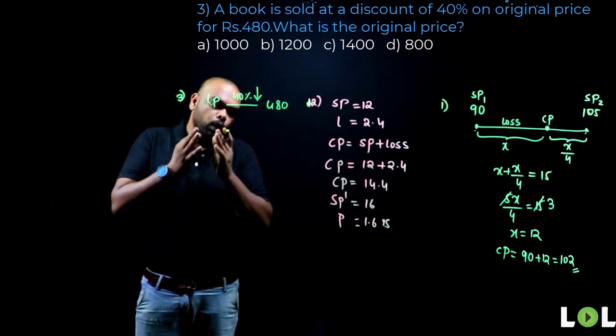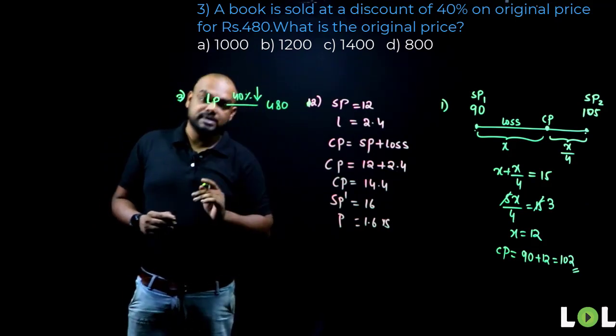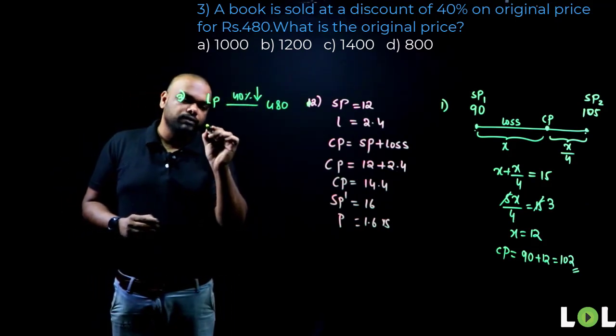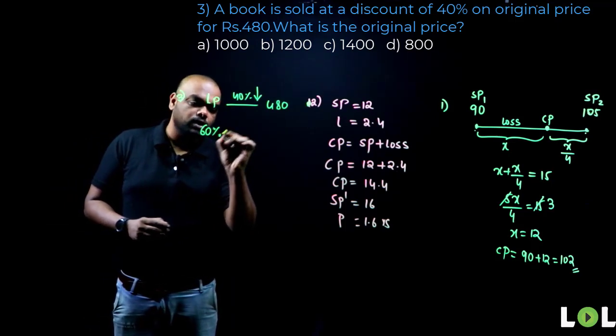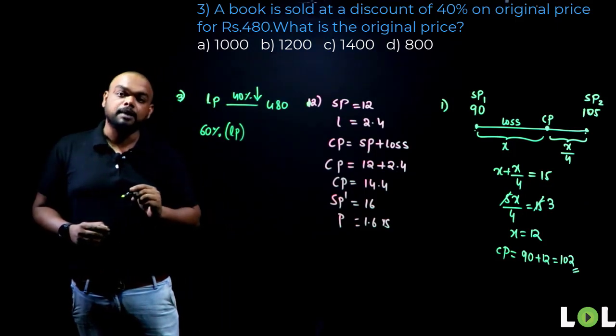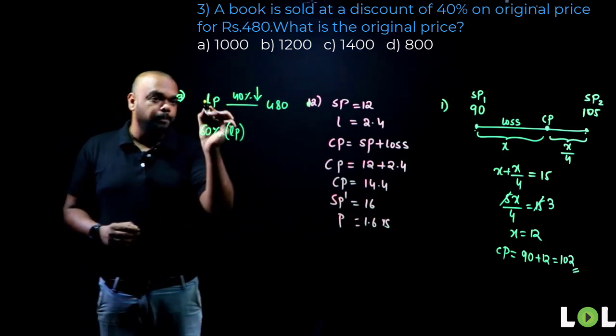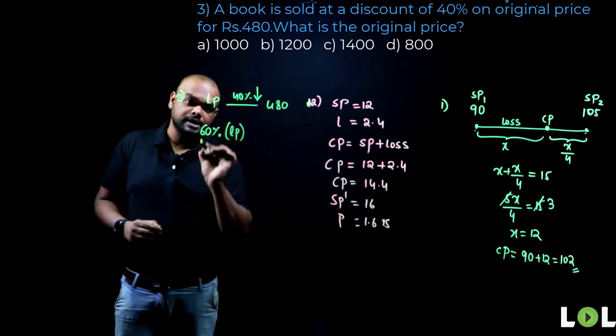Guys, what are we doing here? We are reducing the LP by 40%. It means at what price we sold? We sold at 60% of LP. When you reduce LP by 40%, it means you are selling at 60% of LP. Remember, LP can also be considered as 100% of LP.